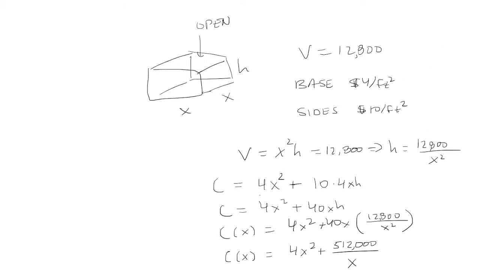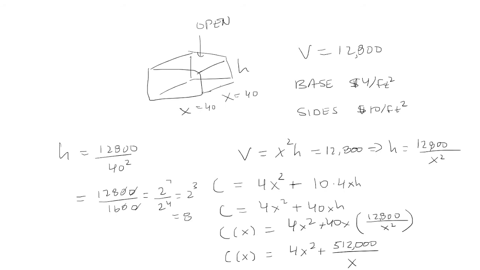If x is 40 feet, that means we need to solve for h. If I plug it into that equation, so h is 12,800 divided by x squared, which is 40 squared. Okay, so that's 12,800 over 1,600. So you can cancel out the zeros. Let's say 128 over 16. This is basically 2 to the 7th over 2 to the 4th. So you know this is going to be 2 cubed, which is 8. So the height has to be 8. So the dimensions that minimize the cost are 40 feet by 40 feet by 8 feet.